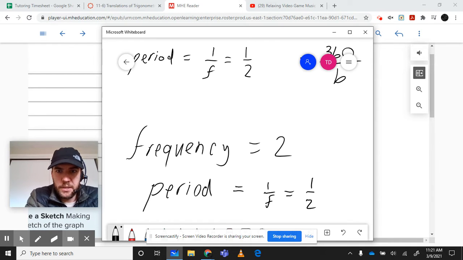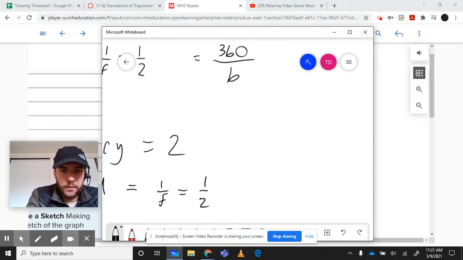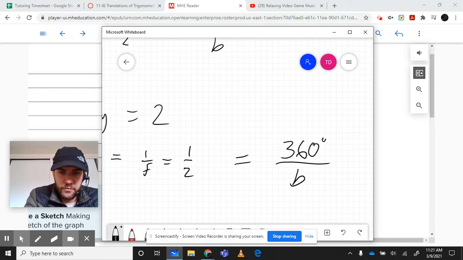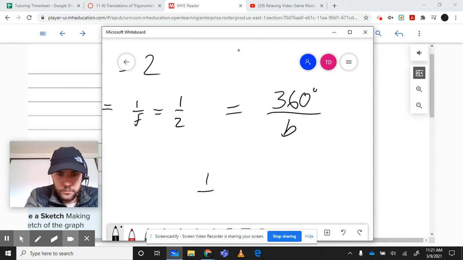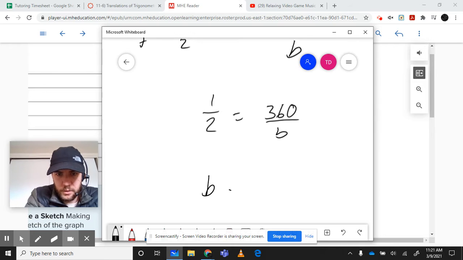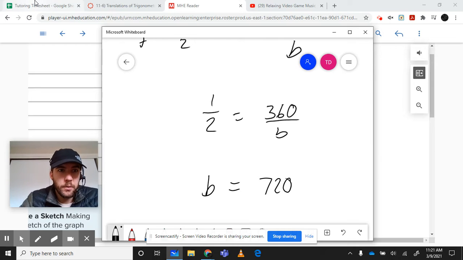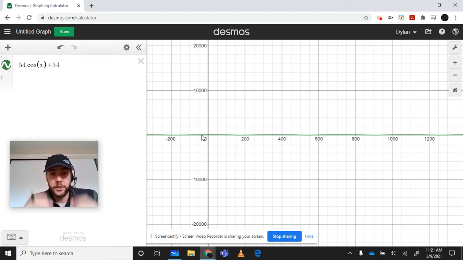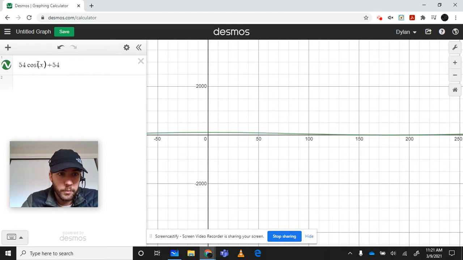Now, the relationship between the period and that b value was that typically we say that our period is always equal to 360 degrees, if we're working in degrees, over our b value. Okay, so 1/2 needs to equal 360 over b. Well, if I solve for that, I would get b equals 720 degrees, or b equals 720. So our b value should be 720. Let's see how that affects our graph. We definitely know we need to do some big time compression. So we're expecting we're going to have some large number out front here.